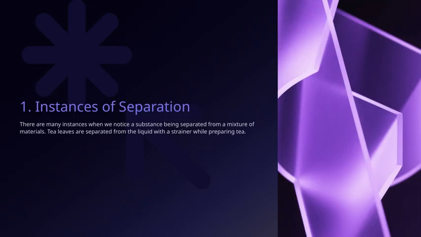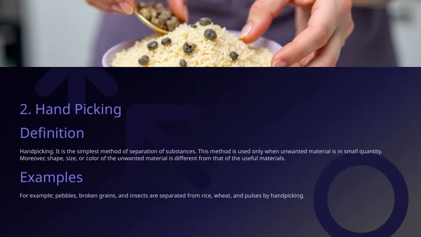Now, let's talk about hand-picking, which is actually one of the simplest methods we use to separate substances. It's especially useful when the unwanted material is in a small quantity, making manual removal practical and efficient. The key idea here is that the unwanted material often differs from the useful material in shape, size, or color. This difference allows us to easily pick out the unwanted items by hand.